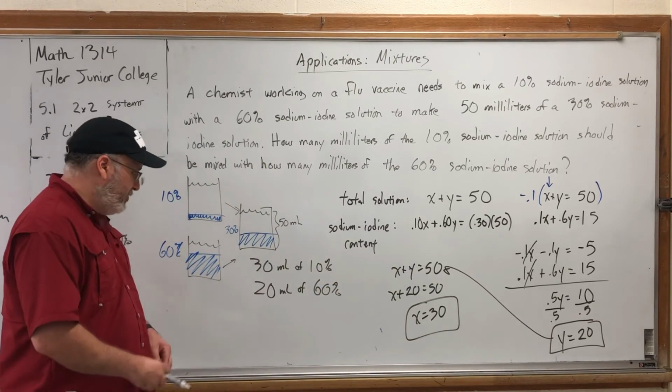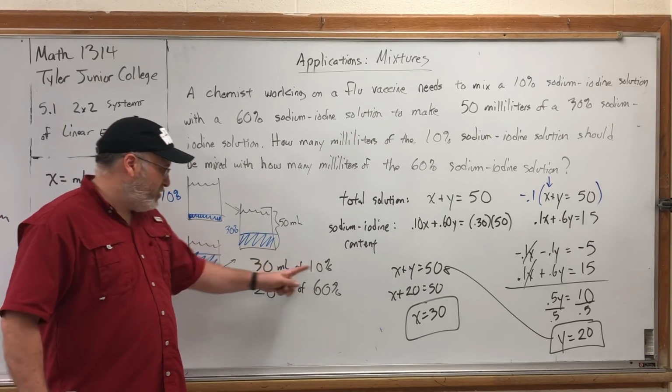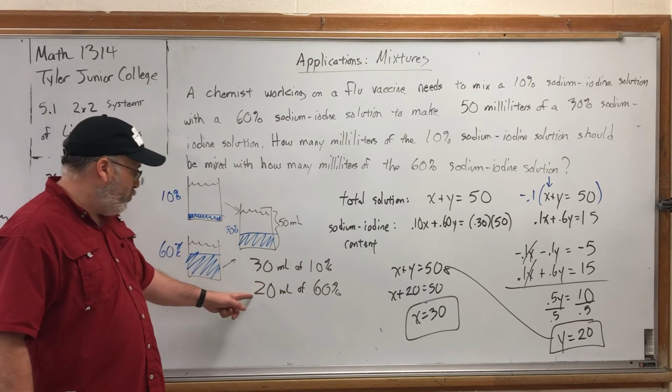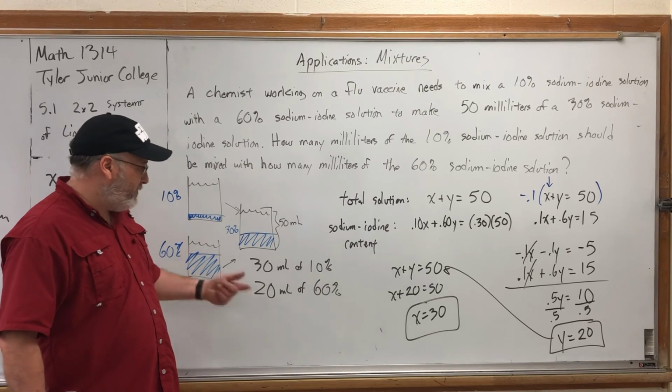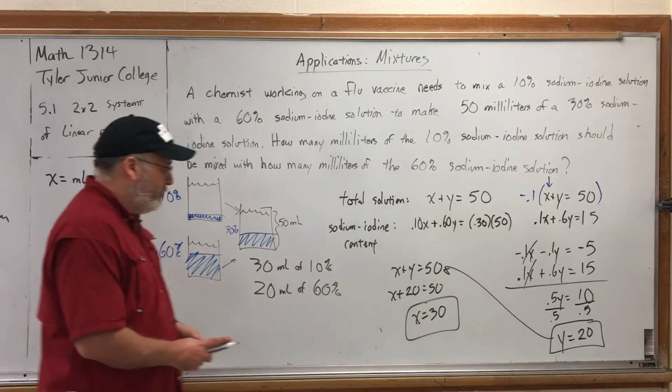We could even check this. That is a total of 50 milliliters. 10% of 30 is 3. 60% of 20 is 12. 3 plus 12 is 15, which is 30% of 50. So it all checks out.